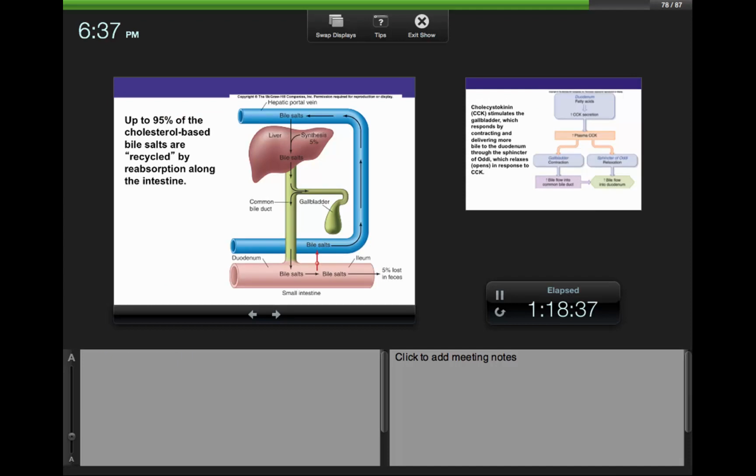Okay, know that bile is recycled as well. So your liver produces the bile, stores it in the gallbladder, and delivers it into the small intestines, where these bile salts are then actively taken back up and delivered back to the liver by the hepatic portal vein. So 95% of bile is recycled. Only about 5% of bile is lost in the feces.